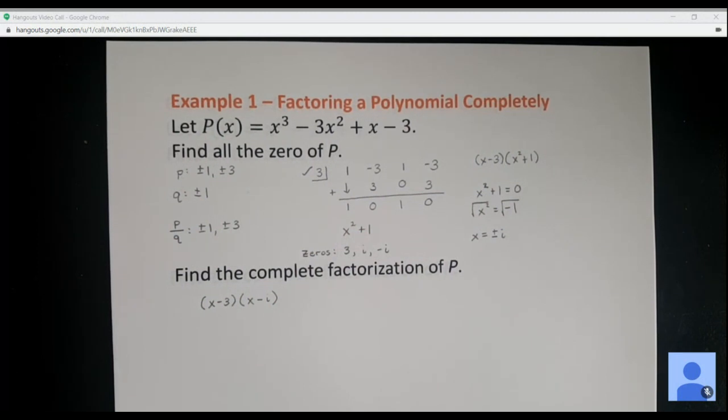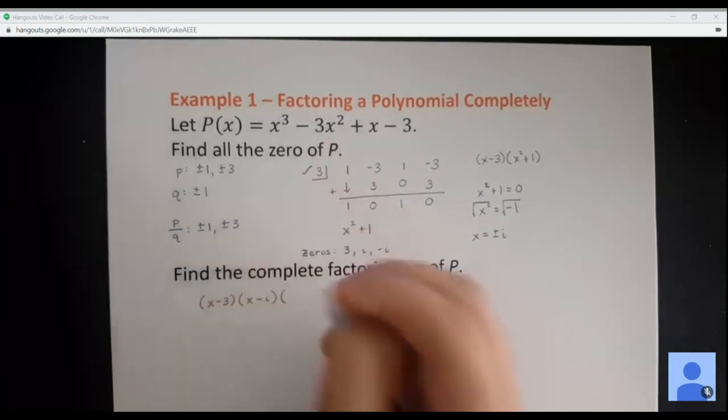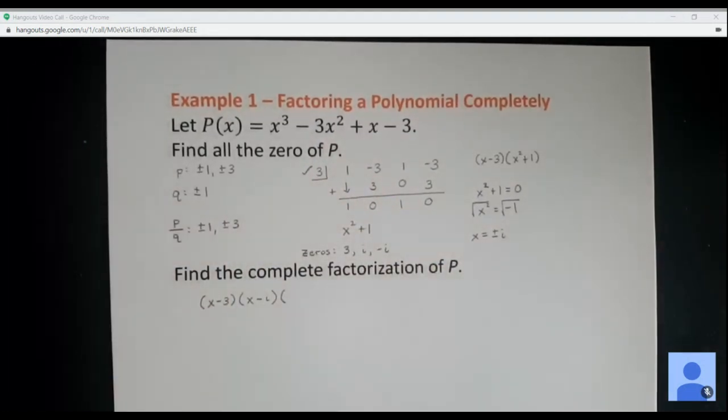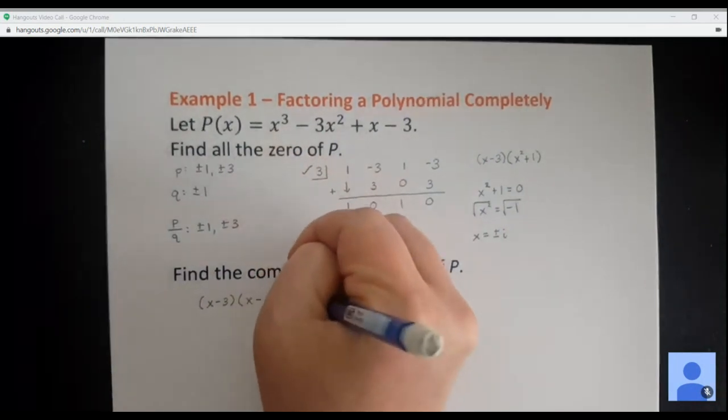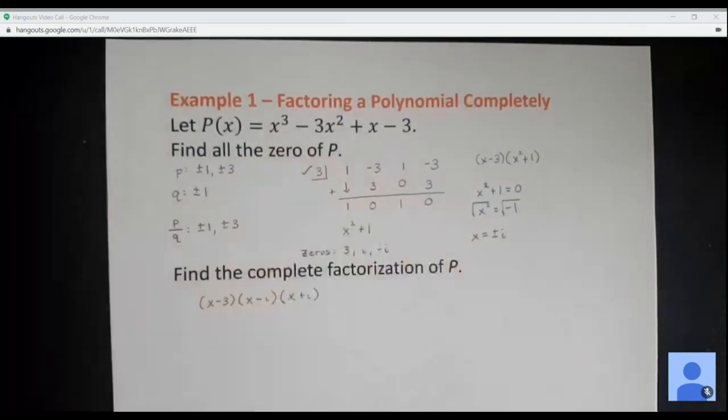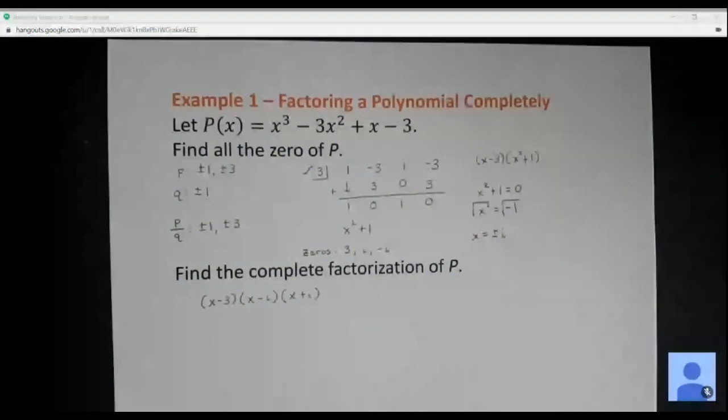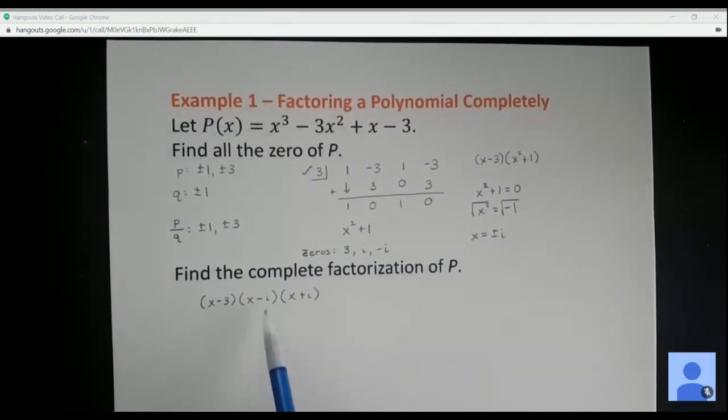Good. Okay. So in this case, this positive i right here, we can use the factor x minus i, and that'll actually give us that as one of our zeros. And so then what would our last factor have to be to give us a negative i? Perfect. X plus i. So that's going to be our complete factorization for that problem: x minus 3, x minus i, and x plus i, since these three things right here are the zeros.